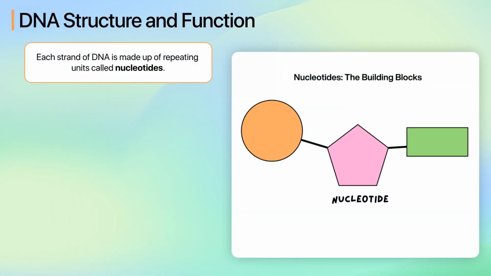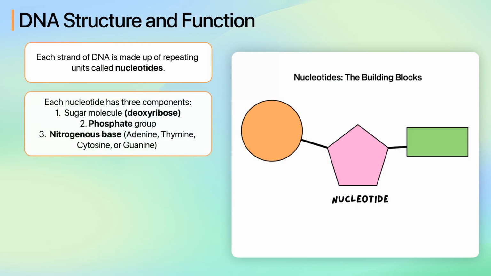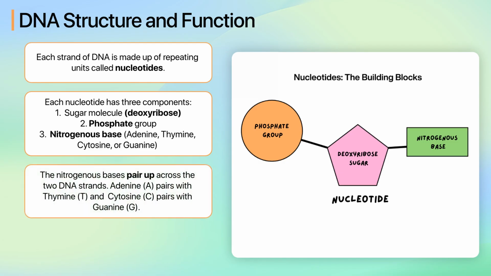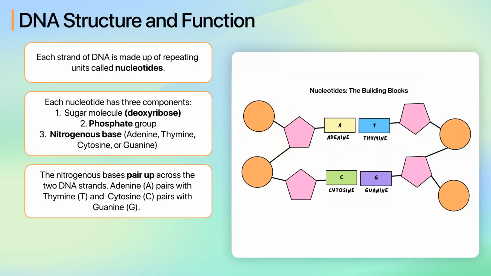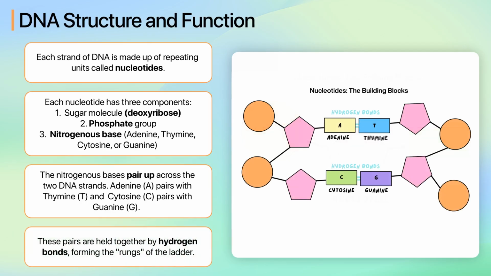Each strand of DNA is made up of repeating units called nucleotides. Each nucleotide has three components: a sugar molecule, a phosphate group, and a nitrogenous base, which is either adenine, thymine, cytosine, or guanine. The nitrogenous bases pair up across the two DNA strands, holding the double helix together. Adenine pairs with thymine and cytosine pairs with guanine. These pairs are held together by hydrogen bonds, forming the rungs of the ladder.